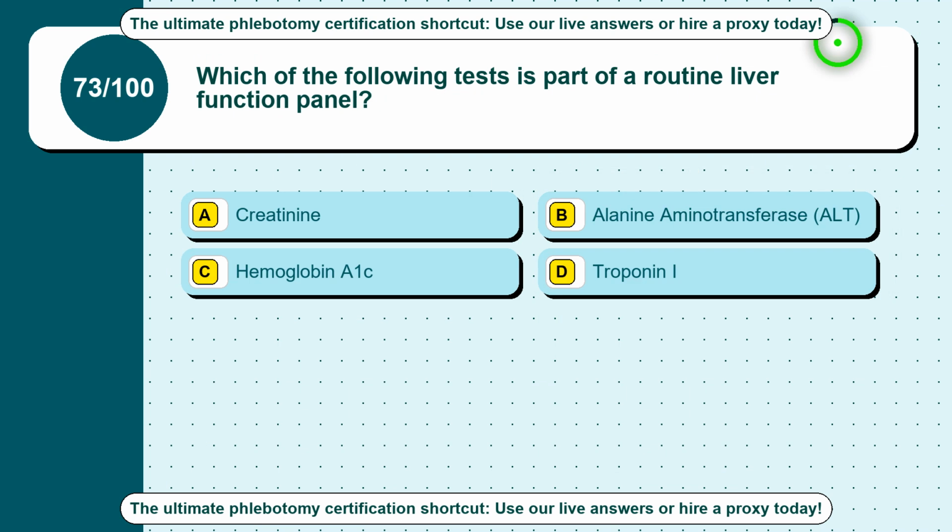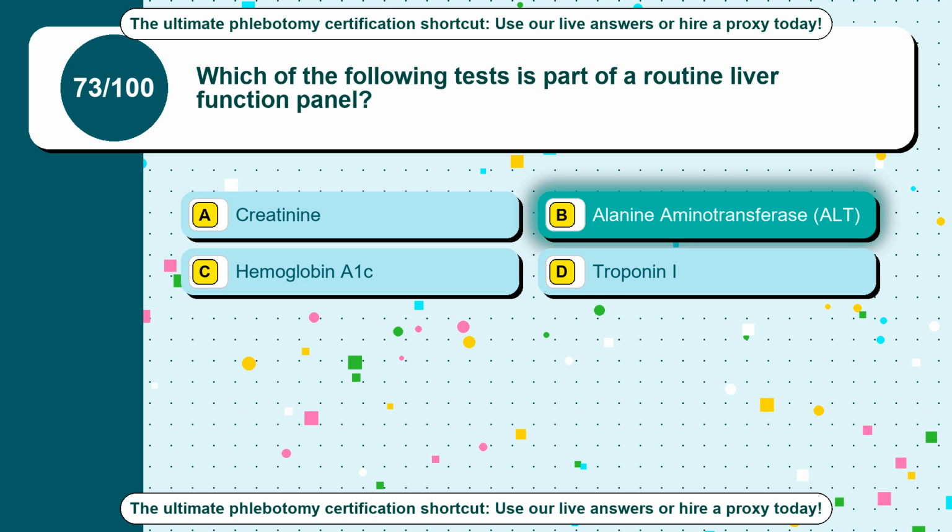Question 73. Which of the following tests is part of a routine liver function panel? Option A, creatinine. Option B, alanine aminotransferase, ALT. Option C, hemoglobin A1c. Option D, troponin I. The correct answer is option B, alanine aminotransferase, ALT.